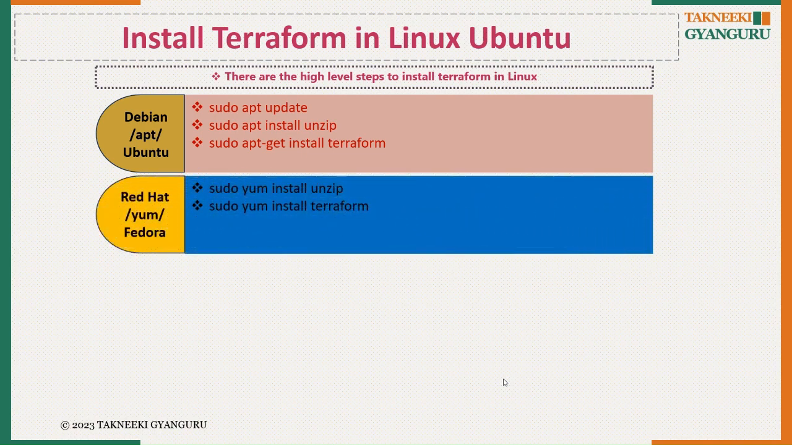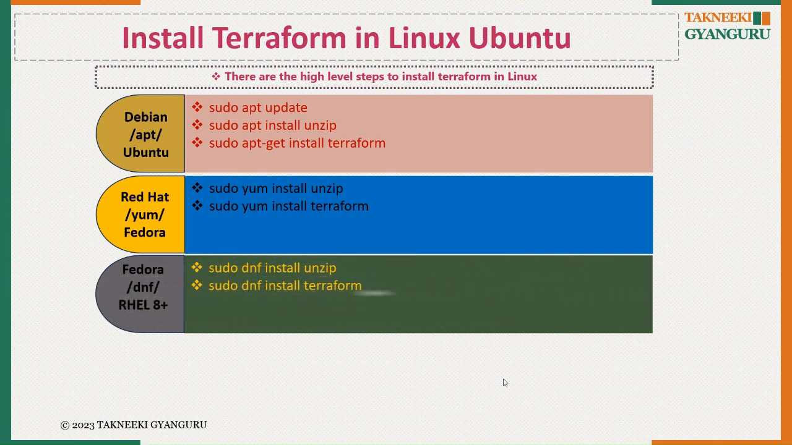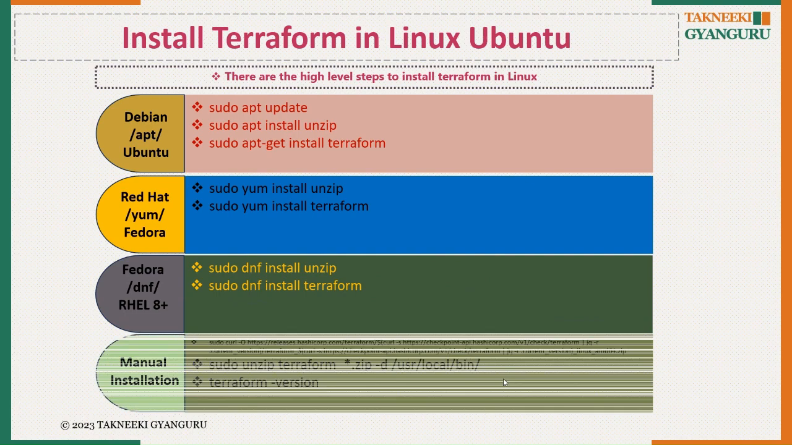The next way is, if you are installing on Red Hat or Fedora, then you have to use the yum command: sudo yum install unzip and sudo yum install terraform. The third one is, if we are installing on Fedora or RHEL 8 plus, then we will use the DNF command. So sudo dnf install unzip and sudo dnf install terraform. Using this we can install.